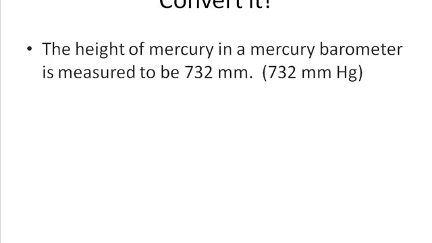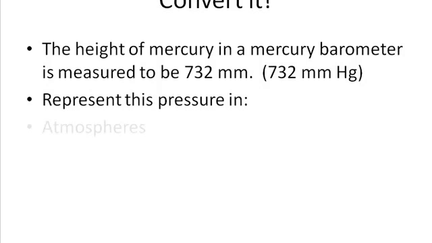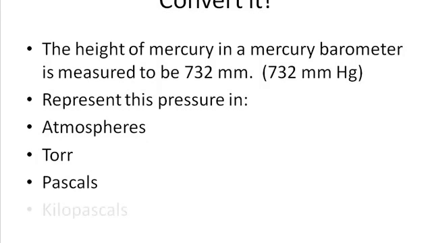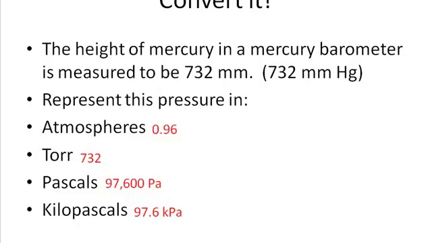So let's get some practice converting between pressure units. If we have a height of mercury in a mercury barometer measured to be 732 millimeters of mercury, represent this in atmospheres, in torr, in pascals, and in kilopascals. If you use your conversion factors, you should get the following answers: 0.96 atmospheres, 732 torr, 97,600 pascals, and 97.6 kilopascals.